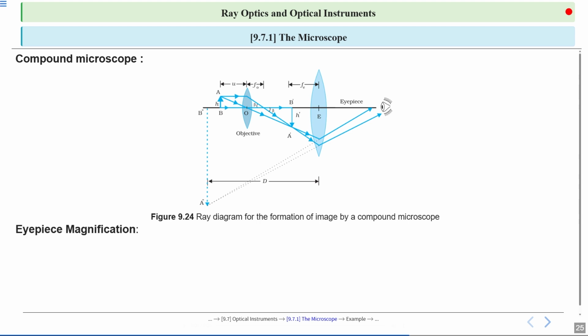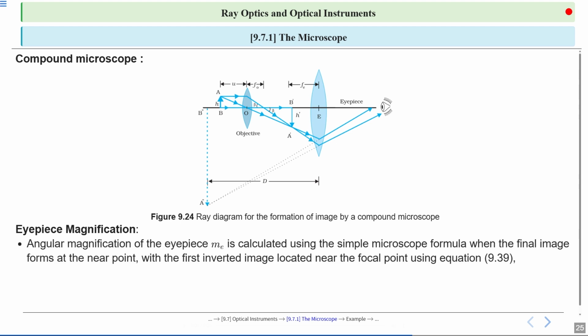Next, let's discuss the eyepiece magnification. The eyepiece is the lens you look through, and it plays a significant role in magnifying the image further. Understanding how the eyepiece contributes to the overall magnification is key to grasping the microscope's function. The angular magnification of the eyepiece, denoted as ME, is calculated using a formula similar to that of the simple microscope. This formula helps us determine how much larger the image appears compared to the actual object. It's important to note that the final image forms at the near point, okay, which is crucial for clear vision.